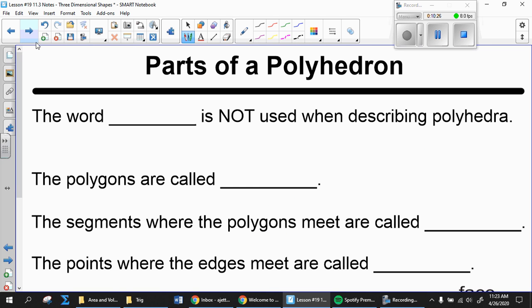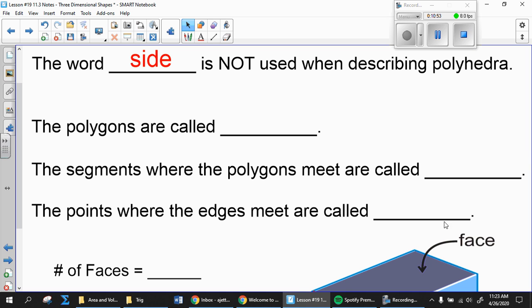All right, last thing we're going to do is talk about parts of a polyhedron. So we don't really use the word side when we're talking about a polyhedron. Because if I think about side, it could be the polygon, it could be the edge. There's a lot of different things that we could kind of think of as a side. And so we don't use the word side when we're talking about a polyhedron. So what we use are these three other terms.